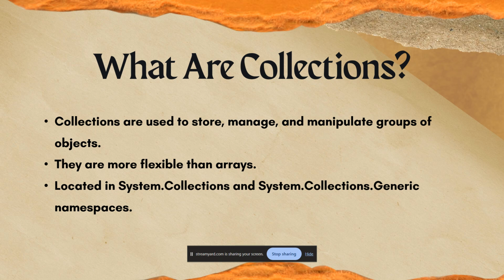What are collections? In C Sharp, collections are structures that hold multiple objects. They give us more flexibility than arrays and come in two flavors, non-generic collections and generic collections. We will focus on generic collections since they allow us to define a type, which brings both safety and performance benefits.